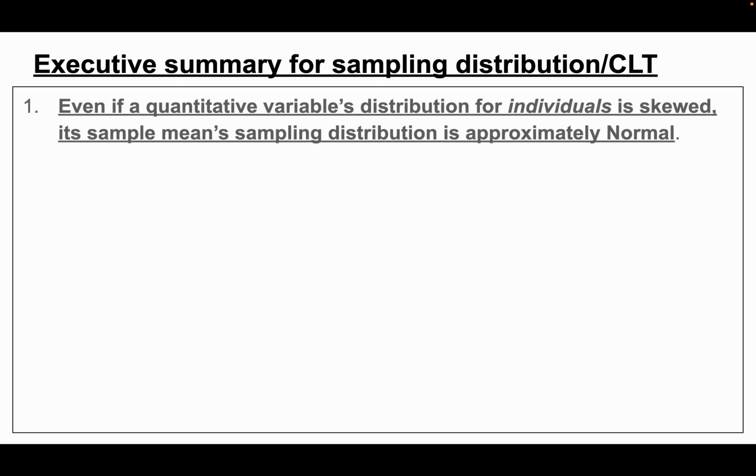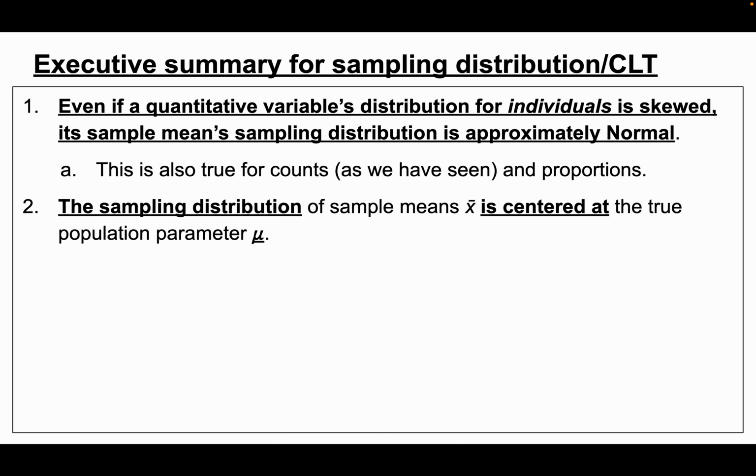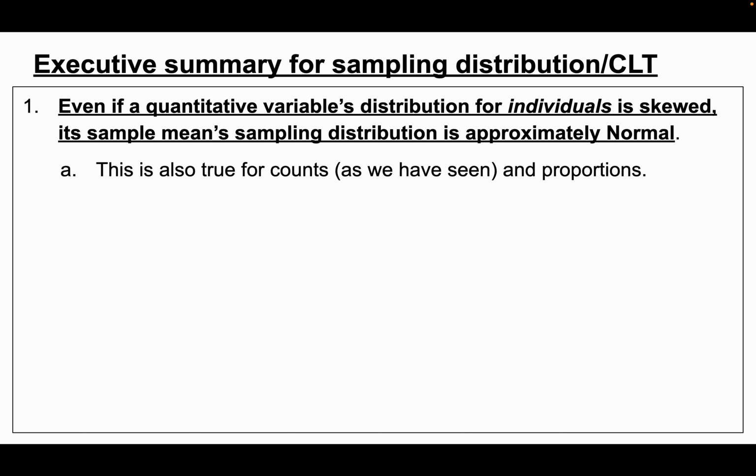So I want to now summarize the principle of the central limit theorem, which we discussed in the past lecture, but which is important to review the basics of before we discuss confidence intervals. The basic idea is this, and I'm going to put it in just one slide. Even if a quantitative variable's distribution for individuals is skewed, its sample mean's sampling distribution is approximately normal. And this is also true for counts, as we saw in the case of the binomial distribution. One brief word before going further.